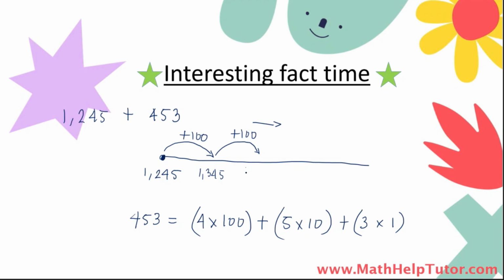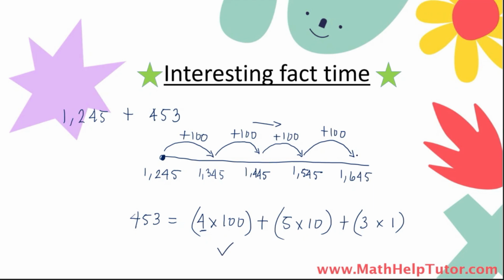Let's do another 100. That makes the number 1445. Let's do another 100. Since we have 4 100s, makes our number 1545. And then let's do the last 100, giving us a number 1645. So we're done with the hundreds. Now let's do the tens place.